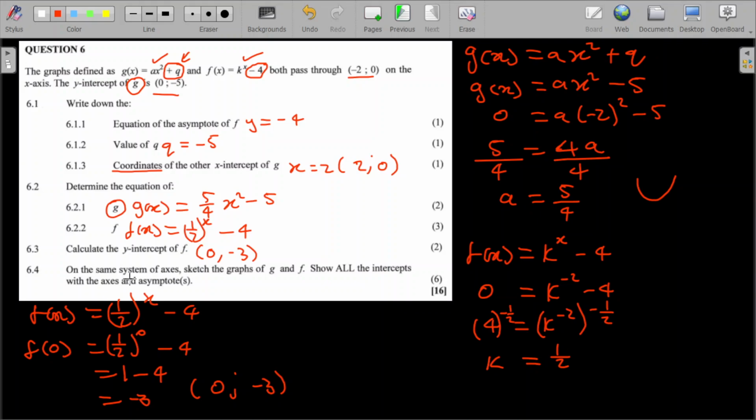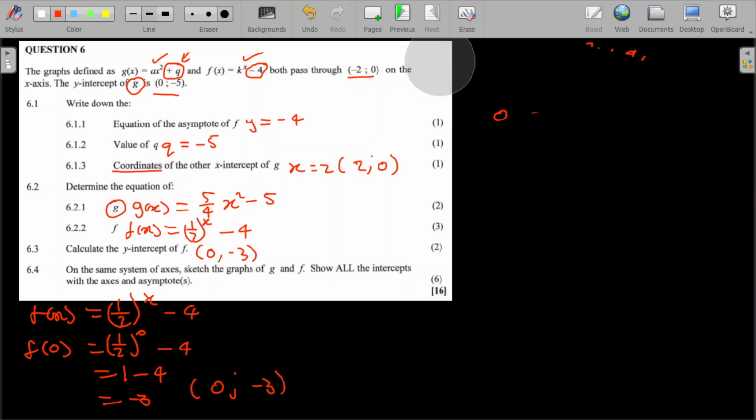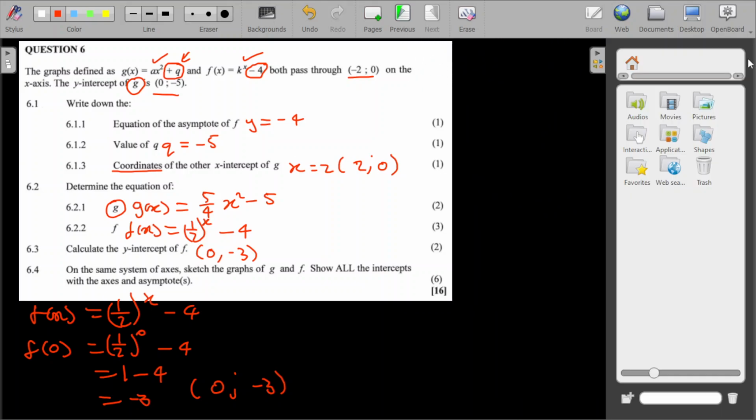So now from here, I've calculated everything, and probably everything that I calculated here is going to help me to draw. Now on 6.4, they're asking me, on the same set of axes, sketch the graph of g and f and show all the intercepts with the axes and the asymptotes. Now let's find a space in order for us to draw the graph that we have to draw.